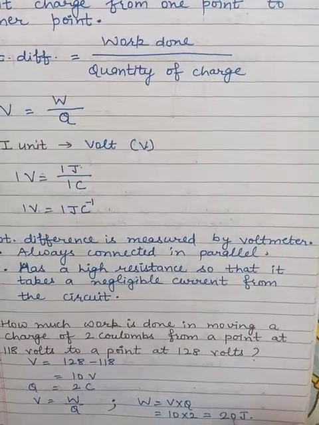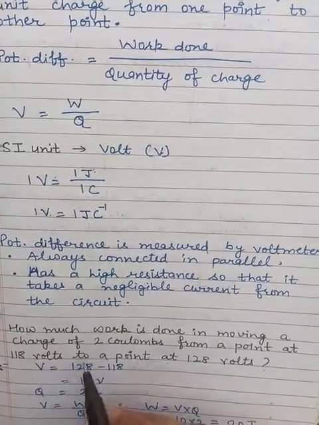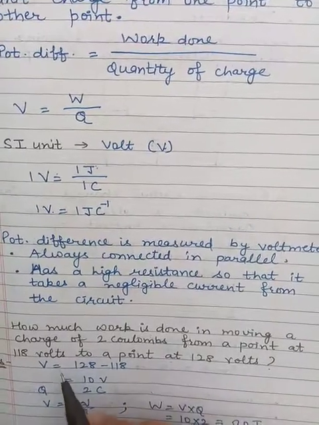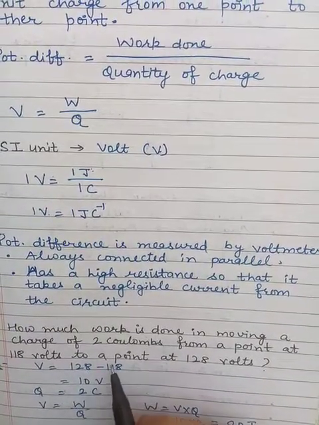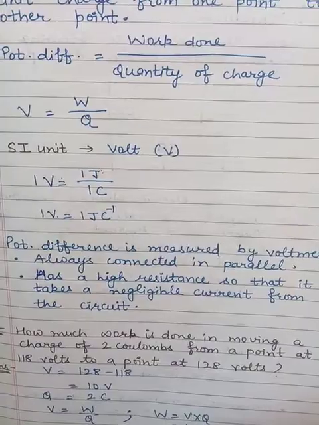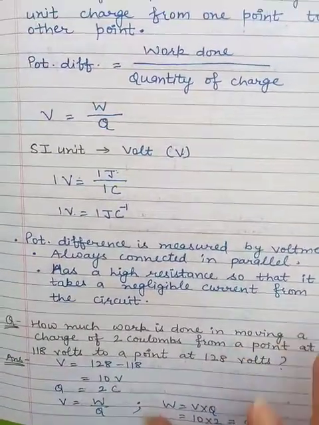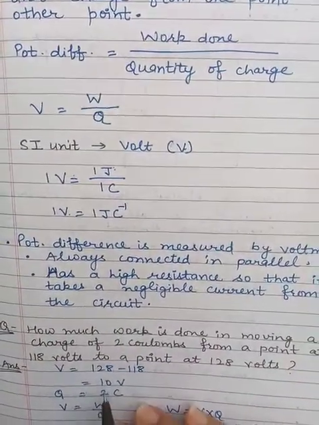So we have to do 20 joule of work in moving this 2 coulomb of charge from the potential of 118 to 128. You can solve the numericals by using this formula.